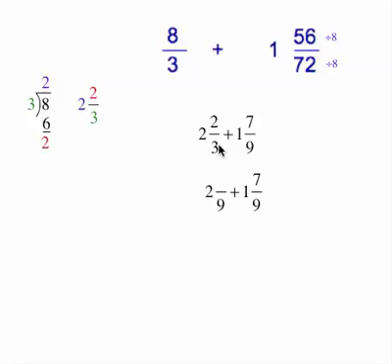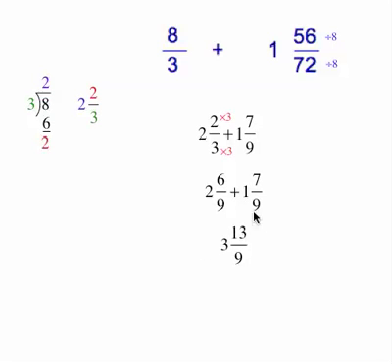Now I have to ask myself, what did I do to the 3 to make it into a 9? I multiplied it by 3. So whatever you do to the bottom, you do to the top, because multiplying the top and bottom by the same number is like multiplying by 1. We don't change its value. So 2 times 3 is 6. So 2 and 6/9 plus 1 and 7/9. Then I'm going to add the 6 and the 7. It's going to give me 13/9, and then I'm going to add the whole numbers, 1 and 2. So that gives me 3 and 13/9.